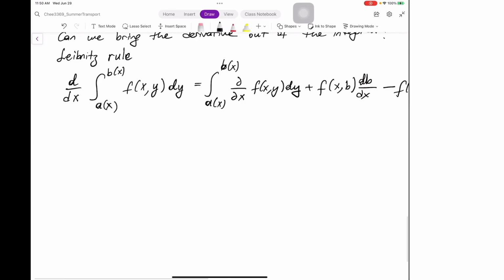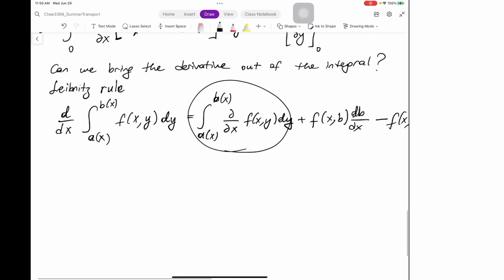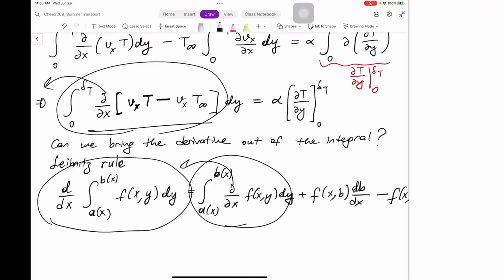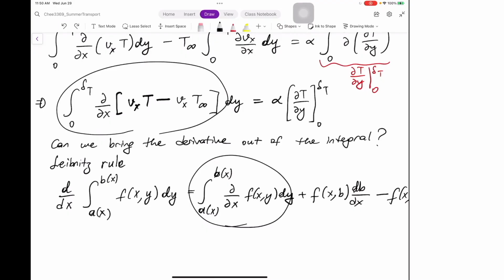So for our case, I'm interested in this form, right? In our case, this one. And I want to take this out. I want to have this one instead of this, right? So that's my objective. That's the scheme.